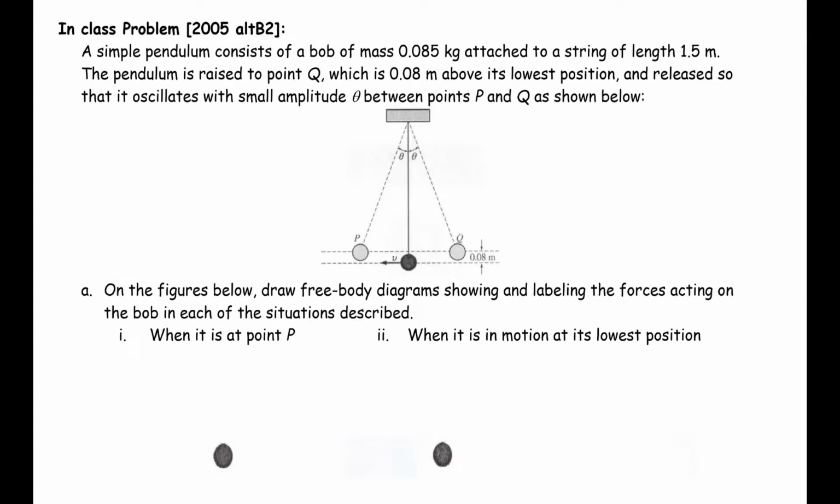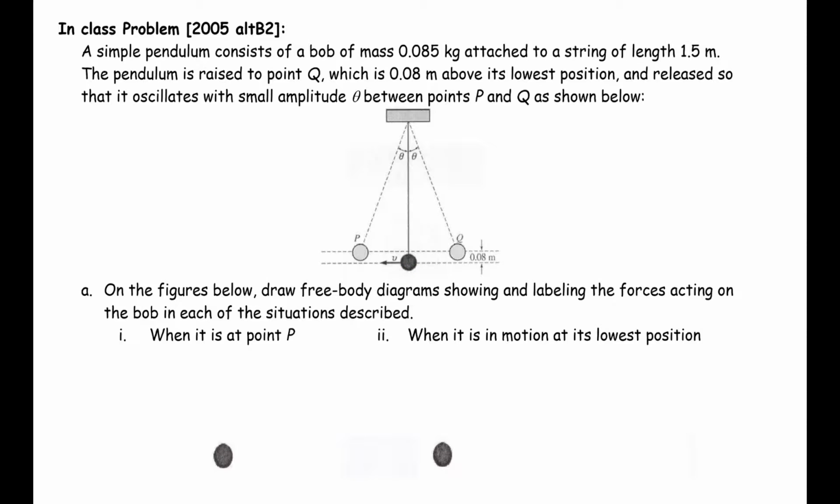This is the video for the in-class problem 2005 Alt B2 question. So the question reads: a simple pendulum consists of a bob of mass 0.085 kilograms attached to a string of length 1.5 meters. The pendulum is raised to a point Q, which is 0.08 meters above its lowest position.